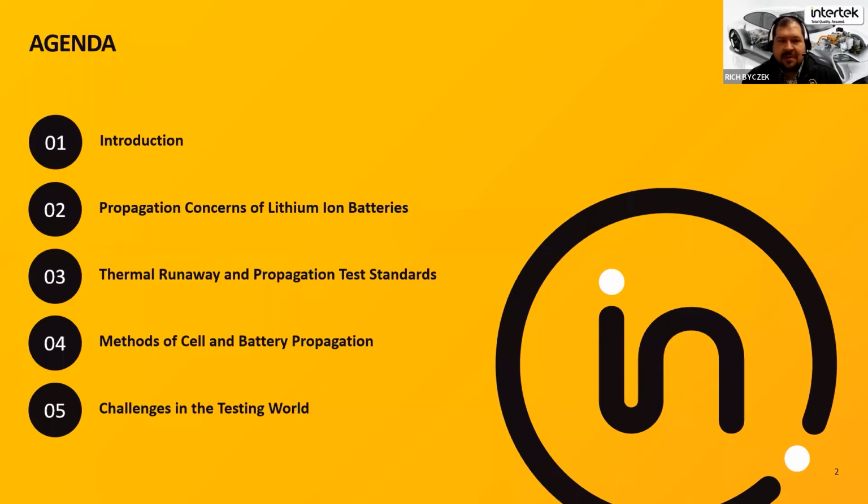Then, as I mentioned, from a lab standpoint, especially, how do we actually implement these tests? Looking at the various common methods of cell and battery propagation, test methods, and triggering, and then again, some of the specific challenges we've run into, issues that we've seen, again, from the testing lab standpoint, but also just the implementation standpoint of trying to actually conduct some of these tests on some small to very large systems.